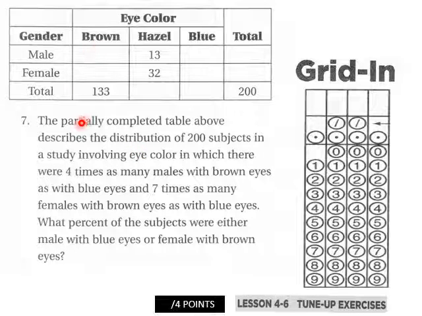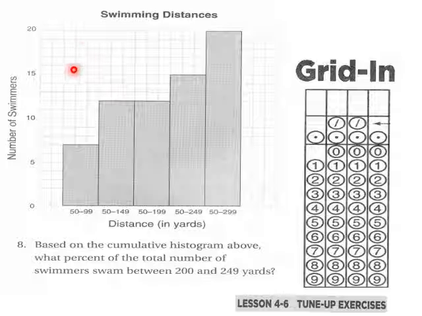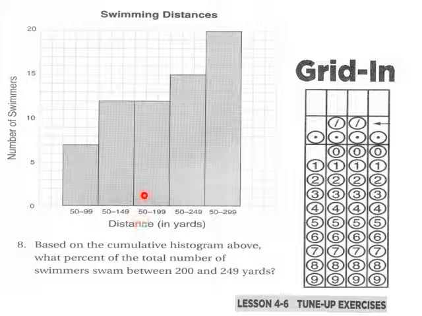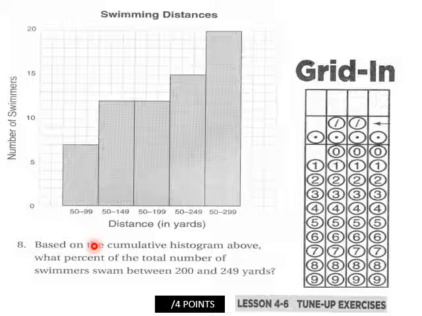And then question number 7, we go to this table for that, page 24 in your worksheet. Another histogram here, okay. So 4 points, question number 8, based on a cumulative histogram above, percentage of swimmers, page 25 on your worksheet.